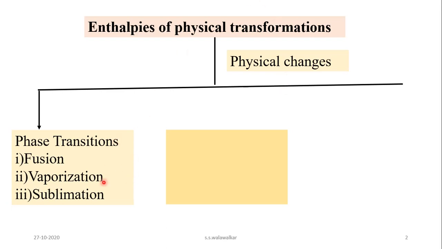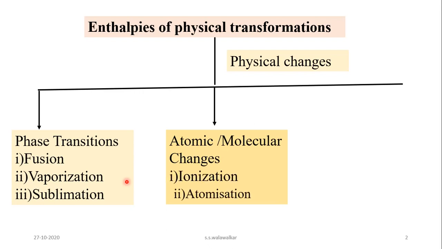And in all these phase transitions, the state of the system is changed. The state of matter is changed. And in all these changes, either heat is evolved or absorbed. And that is called the enthalpy of phase transition. We will define it later on, but that is called the enthalpy of fusion, vaporization or sublimation. The second type of physical change is atomic or molecular changes, which are of two types, ionization and atomization.